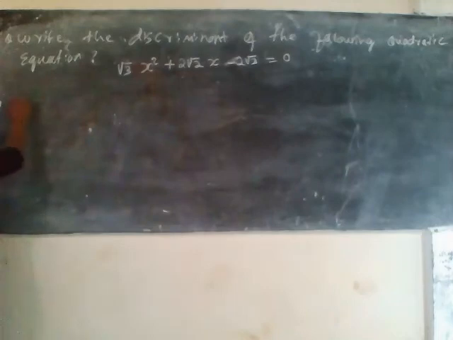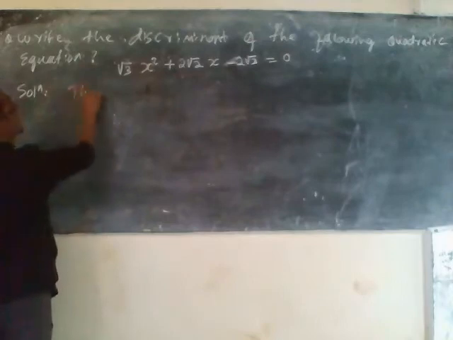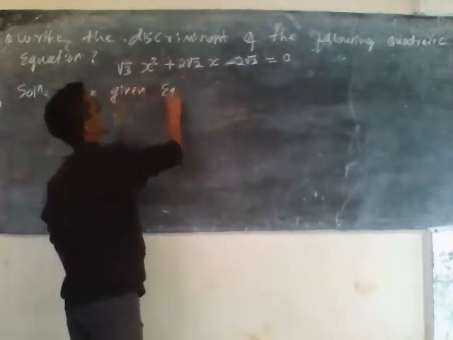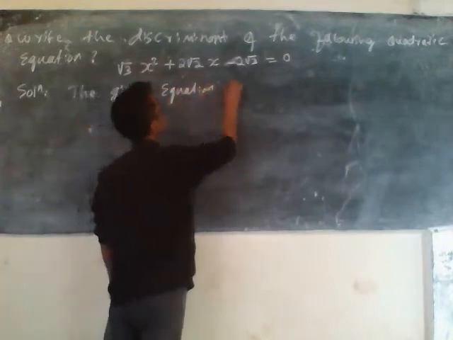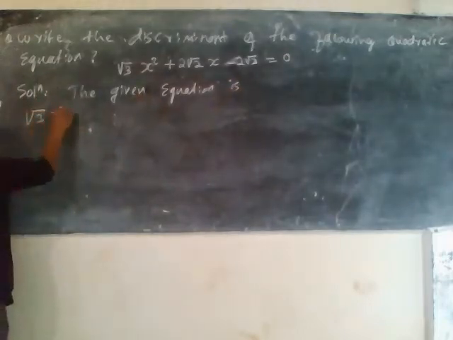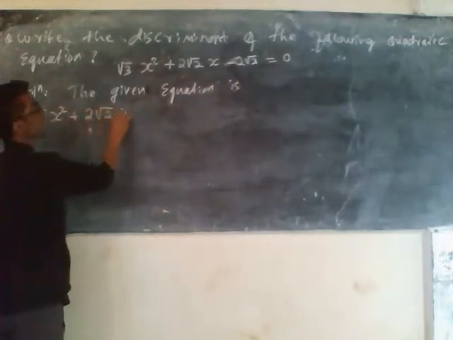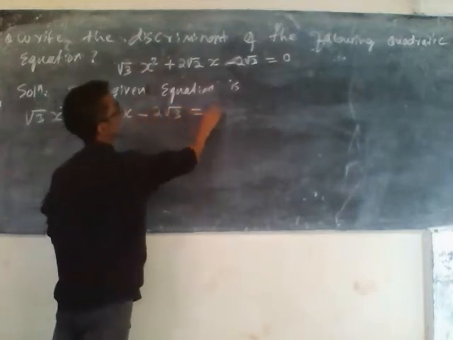The solution. The given equation is root 3 x square plus 2 root 2 x minus 2 root 3 equal to 0.